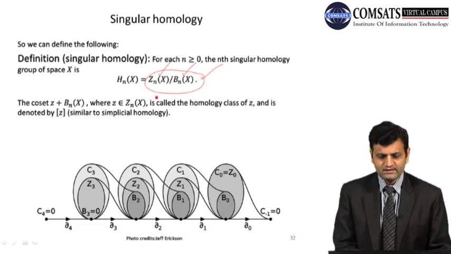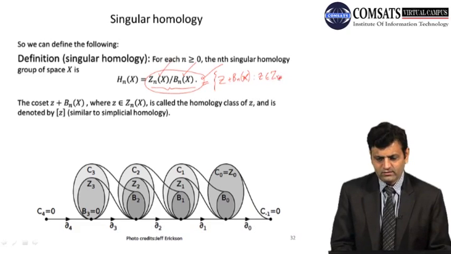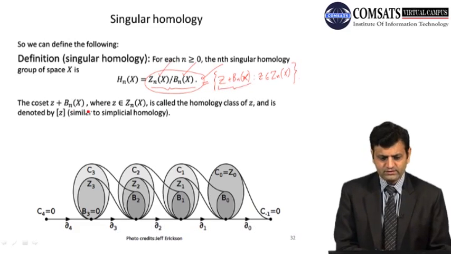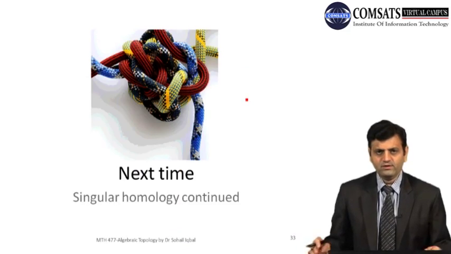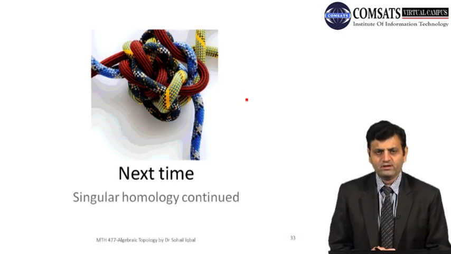And of course this is basically a set of cosets, and the elements of this can be written as z plus Bn of X, where z belongs to Zn of X. These are the elements of this set, and we denote this as the class square bracket z, so this is the class of z. So next time we will continue with singular homology, and for example we will prove what the singular homology of a point is, and we will do some other calculations as well.